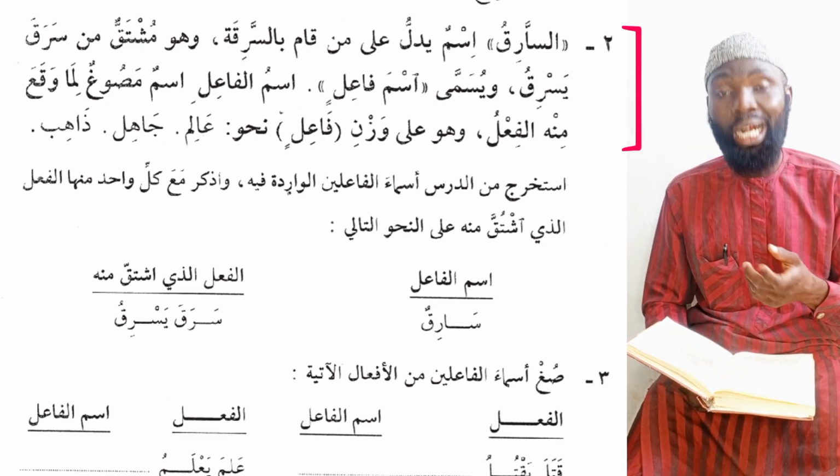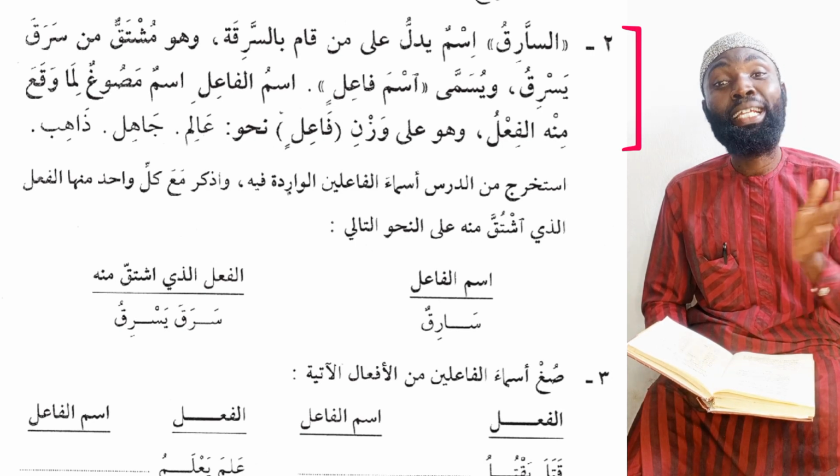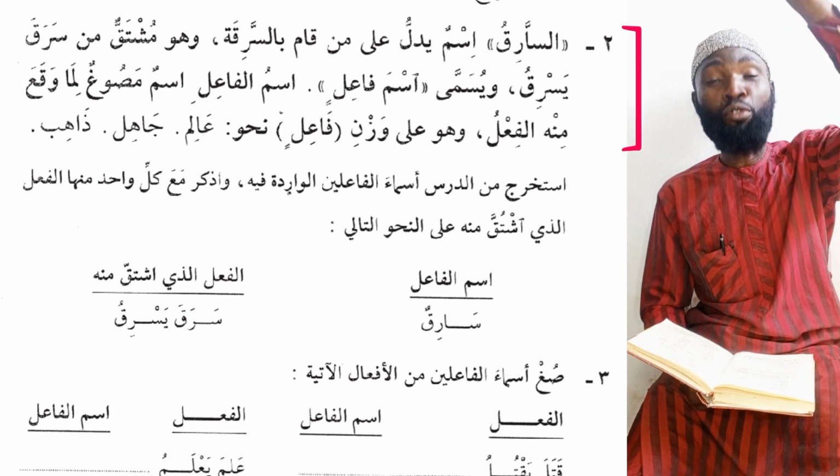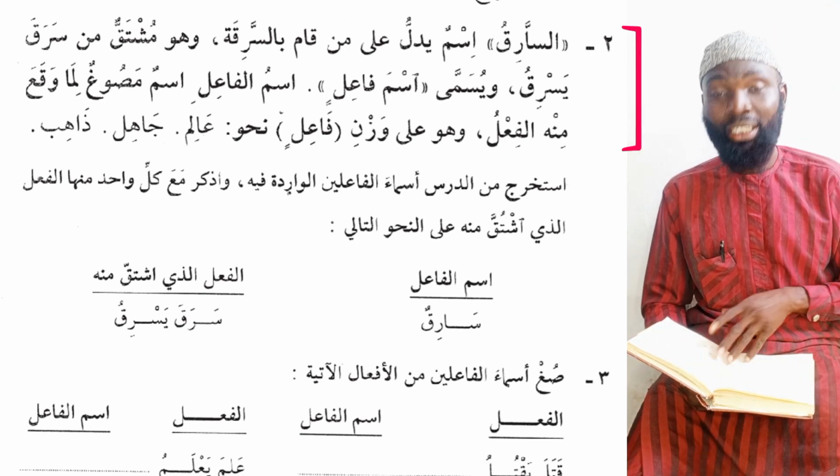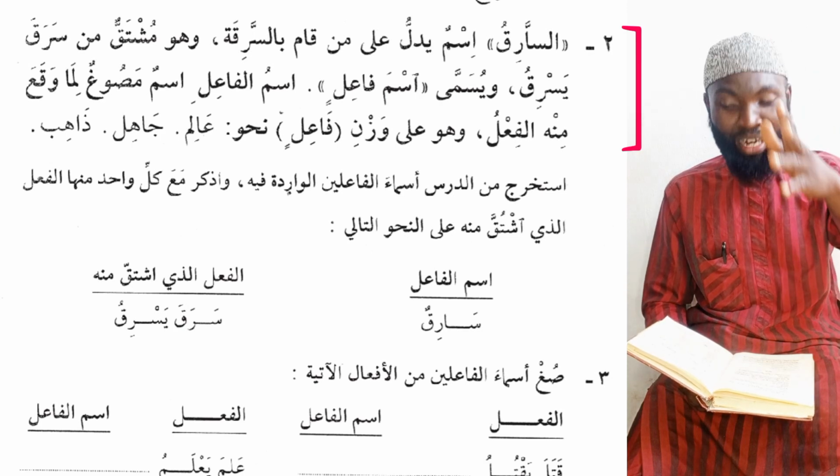For example, alim. You say alima, he knows. Alimun, a knower, a scholar. Jahilun, an ignorant person. Dhahibun, a goer, someone who goes. You can see, so this is very easy.